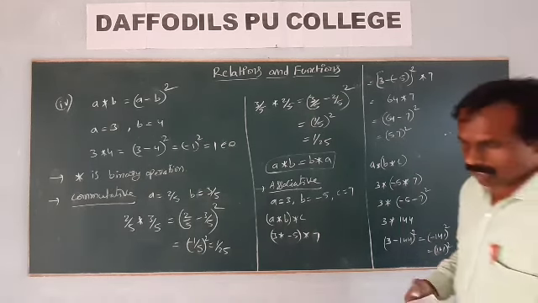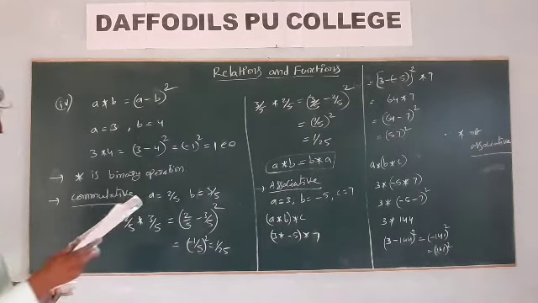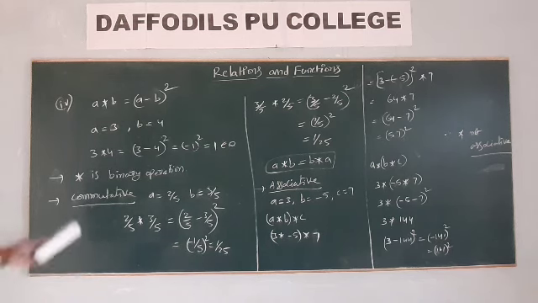Like this, students, we have to do the remaining problems: commutative, associative, remaining all problems. Total 6 problems are there.